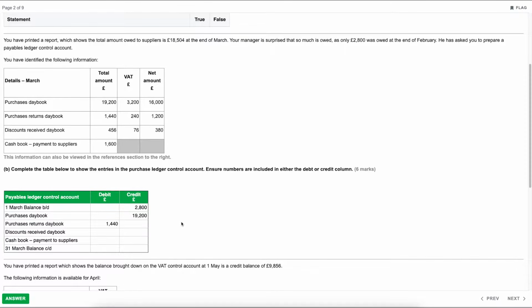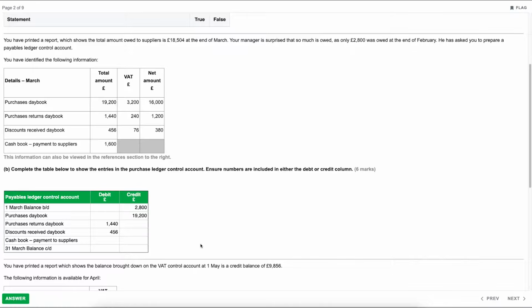Discounts received are discounts that we as a business have been given, and they do relate to settlement discounts or prompt payment discounts, as you probably know them, which is effectively where we've been given the opportunity to pay early and receive a discount. So that would obviously reduce the amount the business owed and therefore would go on the debit side of the payables ledger control account. So we'd put in there 456.